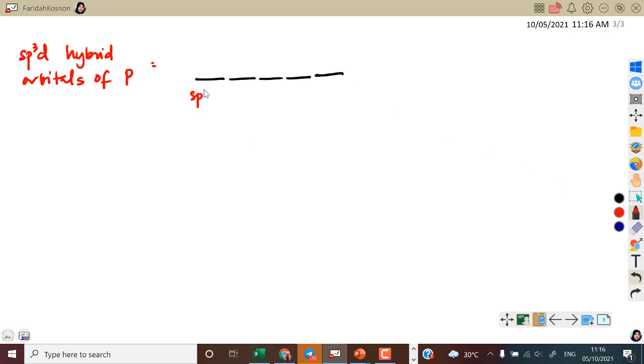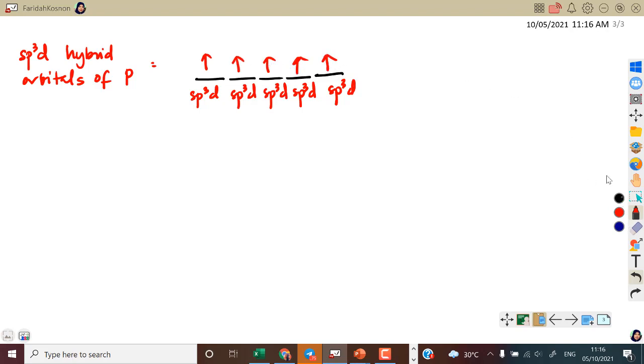Okay, jadinya sekarang kalau kita lihat, saya tulis semula sebagai panduan. Okay, kita akan lihat sp3d hybrid orbital of phosphorus. Jadi macam mana? Kita ada 5 tadi lah. 1, 2, 3, 4, 5. Okay, setiap satu ini adalah sp3d with unpaired electrons di dalamnya.